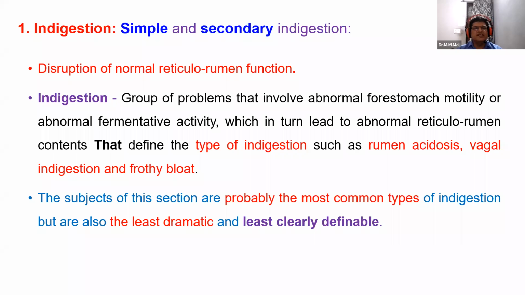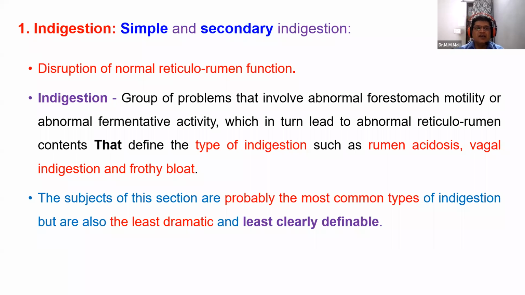So coming to the first disease of today's discussion, that is indigestion. Indigestion may be either simple or secondary, and disruption of normal reticulorumen function is known as indigestion. Particularly, indigestion is a group of problems that involve abnormal forestomach motility or abnormal fermentative activity, which in turn lead to abnormal reticulorumen contents, and that defines the type of indigestion such as ruminal acidosis, vagal indigestion, and frothy bloat. The subjects of this section are probably the most common types of indigestion, but are also the least dramatic and least clearly definable.